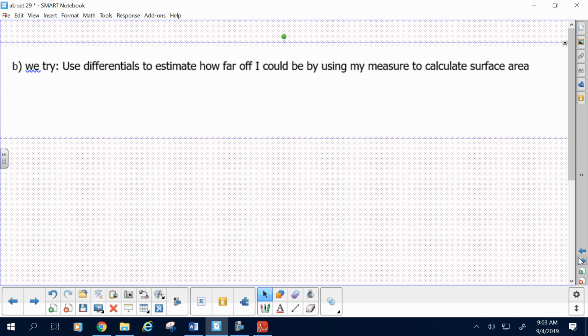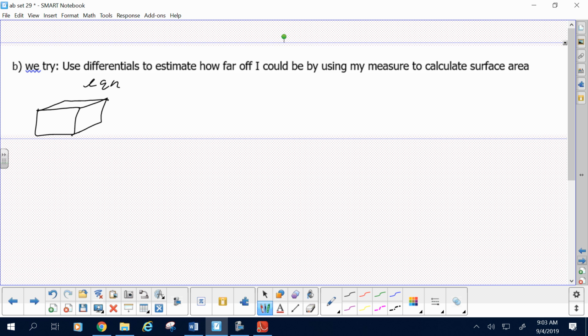All right. If I used differentials to estimate how far I could be by using my measure to calculate the surface area. Surely by being off a little in the edge, the volume would be off, but also the surface area would be off, right? So, tell me, first of all, what's the equation that I'm going to talk about? If it's surface area of a cube, give me one way to find surface area of that bad boy. Come on. Two area of the base plus, okay, that's one way to go. And if it's a cube, let's simplify that. What's the area of the base? X squared. And what's the perimeter of the base? 4x. And what's the height? X.